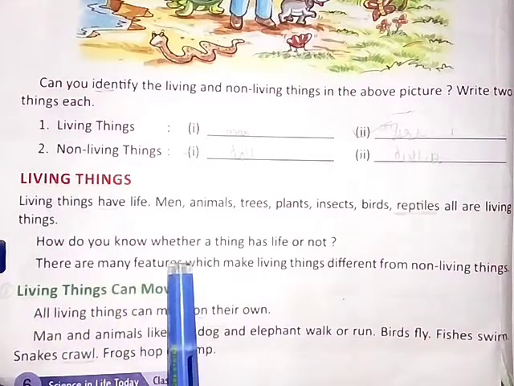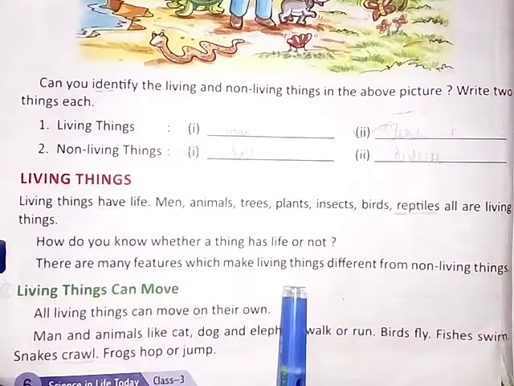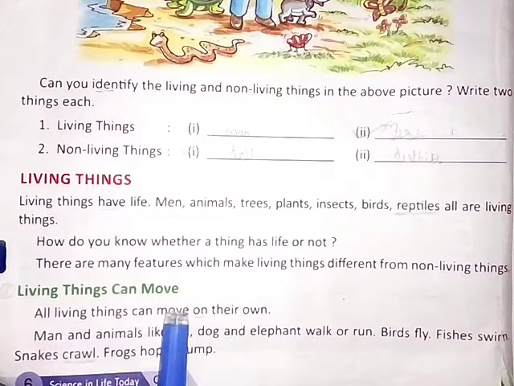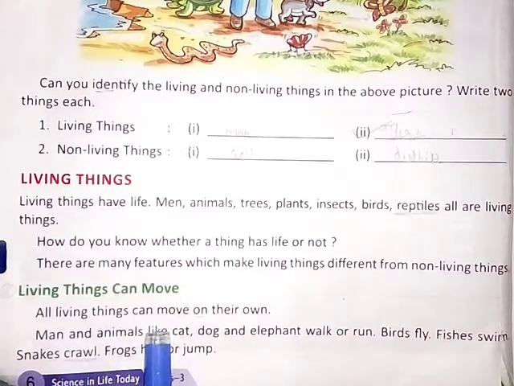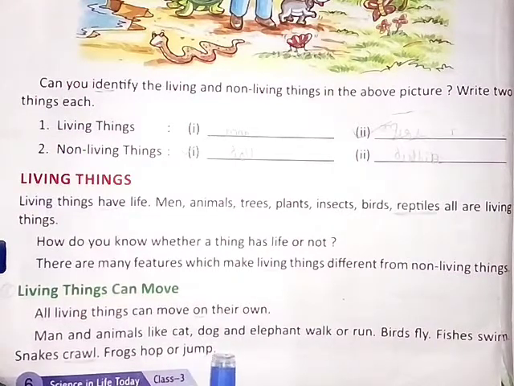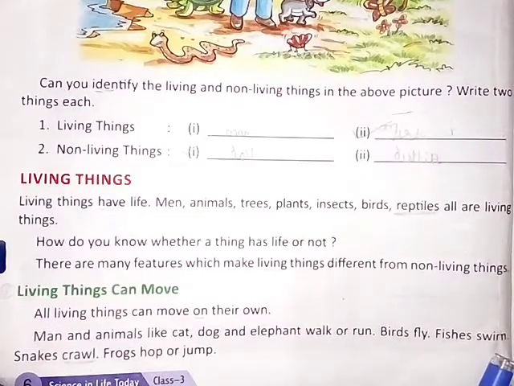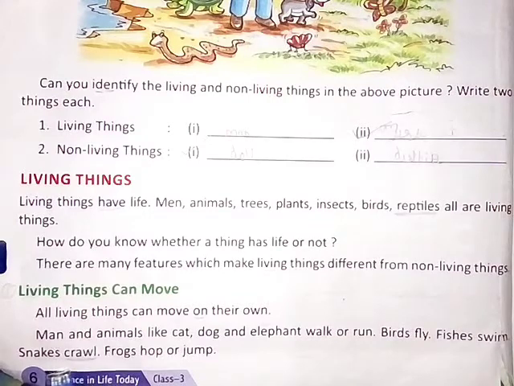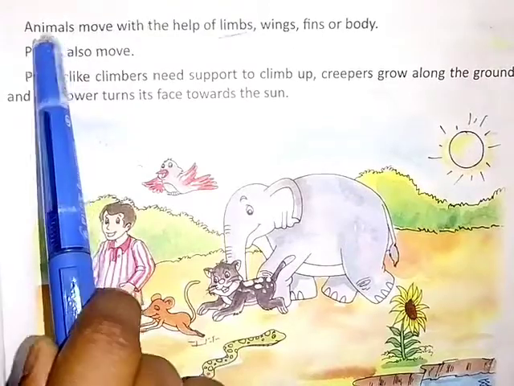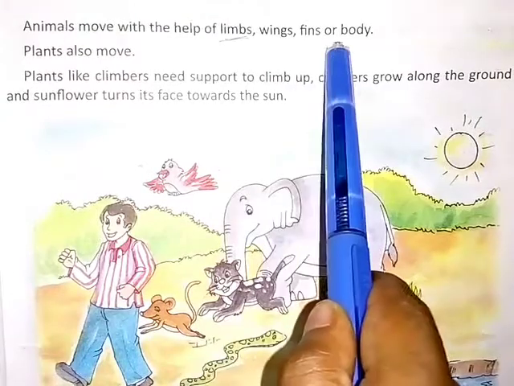How do you know whether a thing has life or not? There are many features which make living things different from non-living things. Living things can move. All living things can move on their own. Man and animals like cat, dog, and elephant walk or run. Birds fly. Fishes swim. Snakes crawl. Frogs hop or jump.